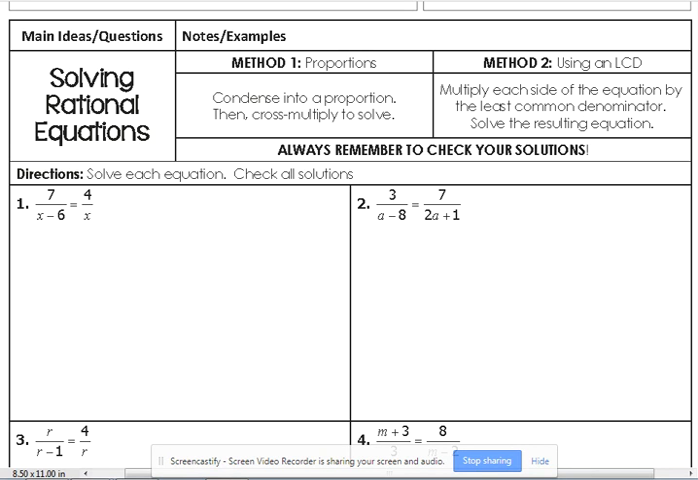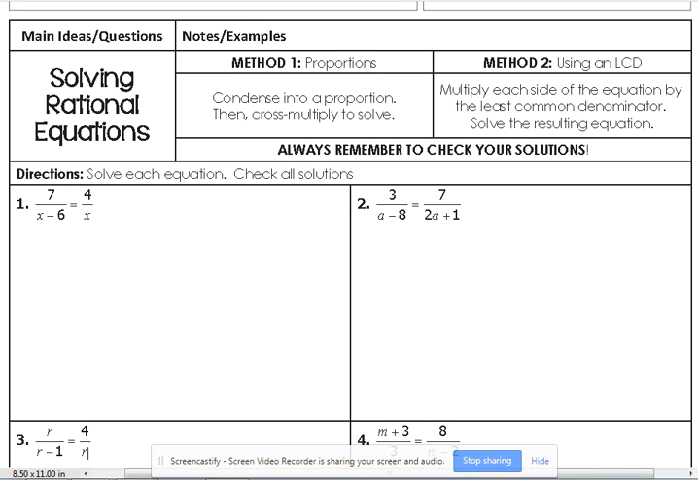Y'all kind of remember doing that? Yes. Cross multiply to solve. So that's the method we're going to focus on. The other method is that we can use an LCD, so we can multiply the whole thing by our least common denominator and then solve the equation. But here's what we have to do. We always have to check our solutions, because sometimes we get an answer that doesn't work.